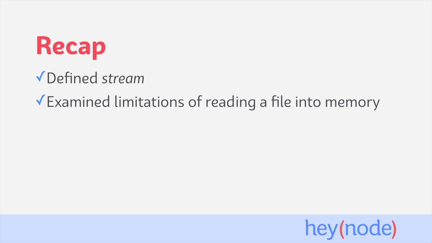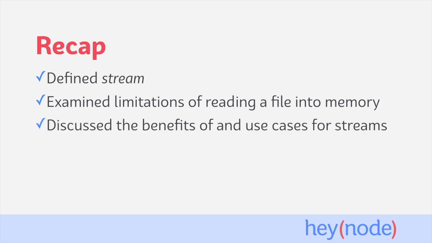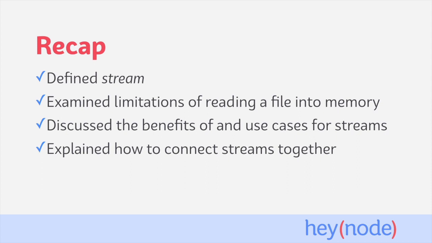To recap, we defined a stream as a collection of data that arrives one chunk at a time and doesn't have to fit entirely into memory. We talked about how the size of files you can load into memory are limited by Node.js's memory cap, and that streams can help us get around that memory cap by working on data one piece at a time. We discussed the benefits of streams being that they are both time and memory efficient, and that a large part of their usefulness comes from the fact that they are composable. We also talked about how to connect streams together using pipe and the new pipeline method.